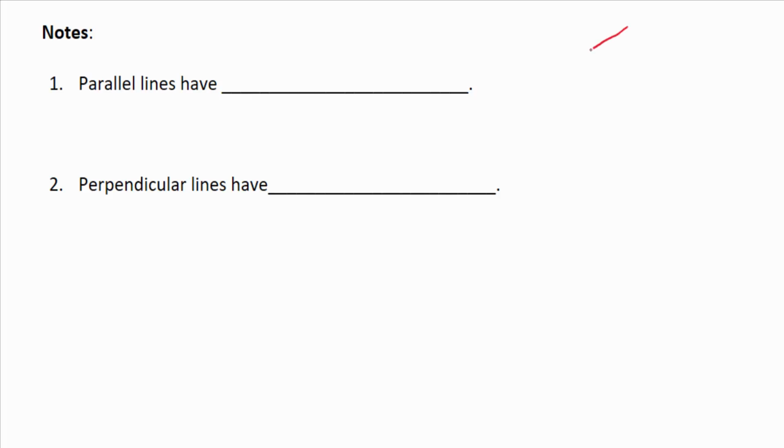What's true about parallel lines? Do they intersect? They never intersect. They have the same steepness, don't they? So parallel lines, if they have the same steepness, if they never intersect, must have what? Yeah, they must have the same slope.